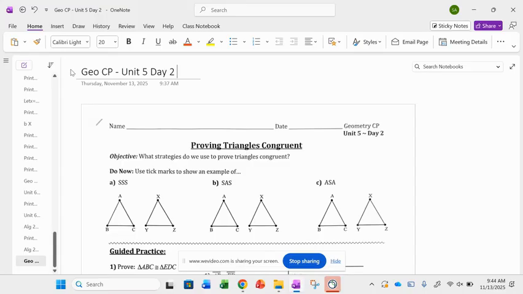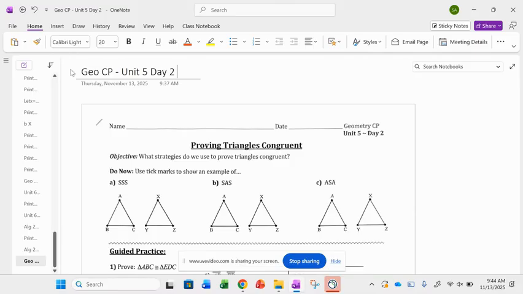Okay, so did you watch the video? Yes. Okay, so for side, you want to have 3 sides of one triangle compared to 3 sides of another. Pick your pen. So, 3 sides of one compared to 3 sides of the other.